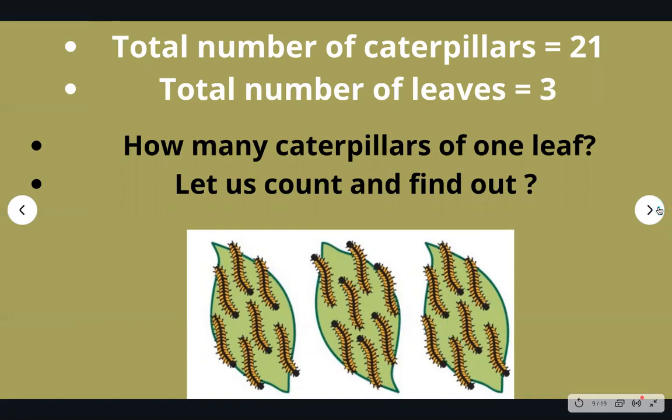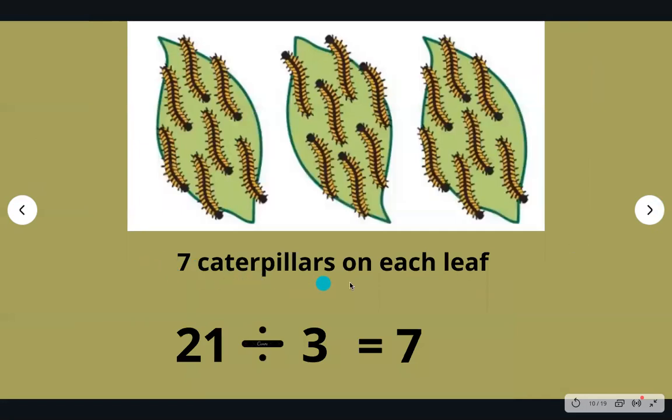Let's try to understand this. There are 7 caterpillars on each leaf, as we counted. But instead of counting, we can also divide. So when we divide 21, because there are 21 caterpillars in total, by 3, because there are 3 leaves, 21 divided by 3 is 7, because 7 into 3 is 21. So when we divide 21 by 3, we get 7, which means that there are 7 caterpillars on each leaf. Let's try to understand the concept via the next example.